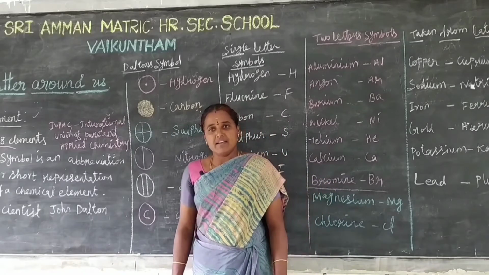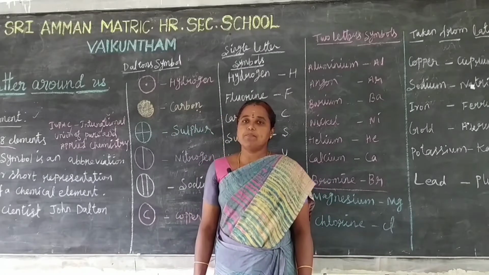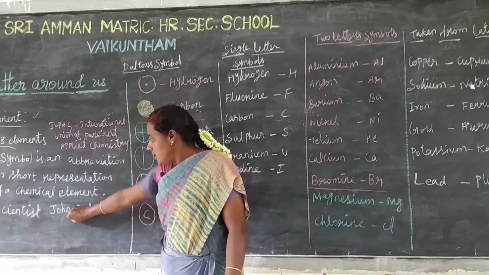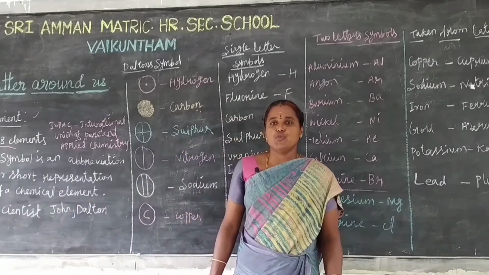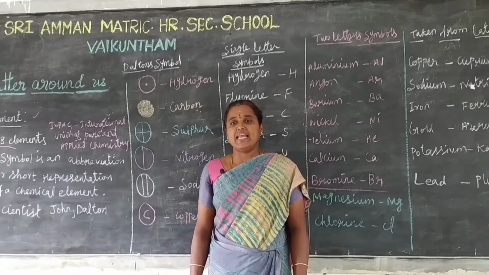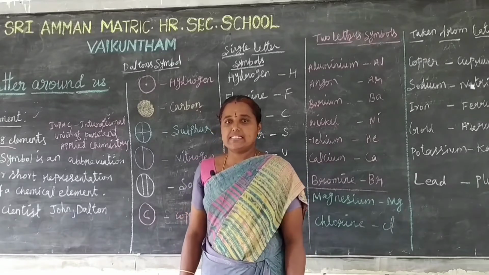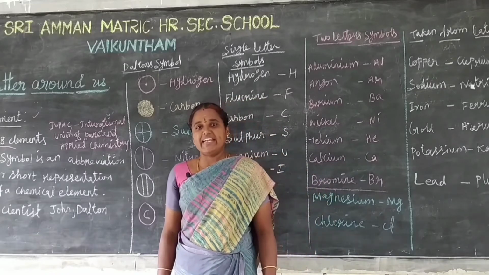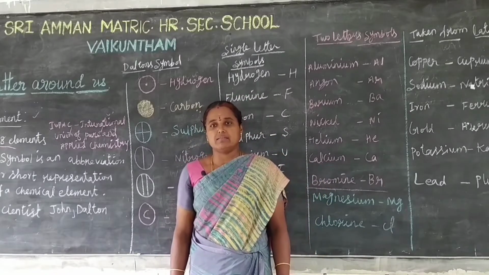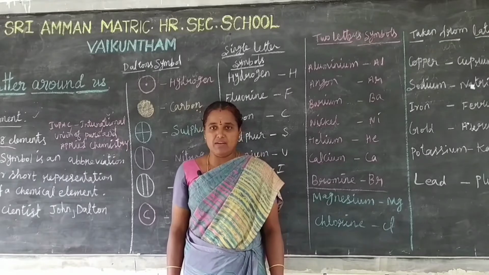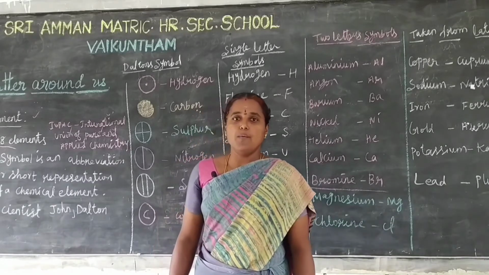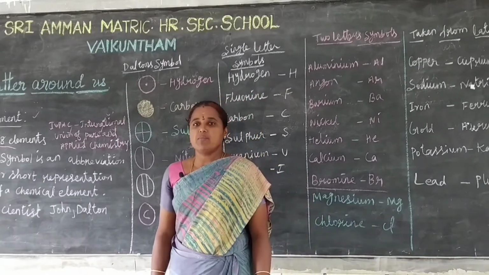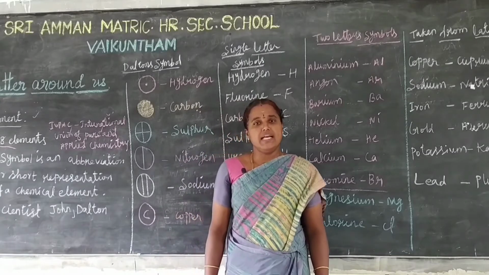John Dalton was the first to use symbols for elements in a very specific sense. When he used a symbol for an element, he also meant a definite quantity of that element, that is, one atom of that element.